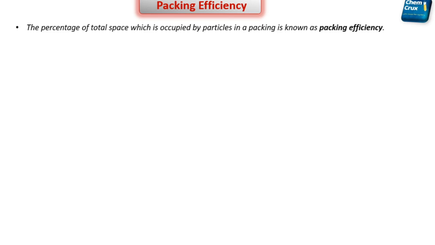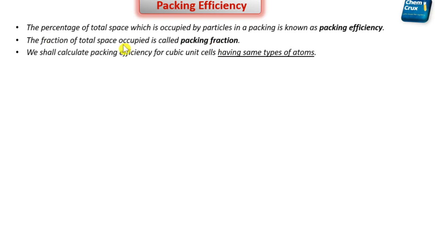So, the percentage of total space which is occupied by the particles in a packing is known as packing efficiency. And if we calculate it in terms of fraction, then the fraction of total space which is occupied by the particles is called the packing fraction. So here we shall calculate the packing efficiency for cubic unit cells, that is for simple cubic unit cell, face-centered cubic unit cell and body-centered cubic unit cell, and we shall consider that they have same types of atoms.